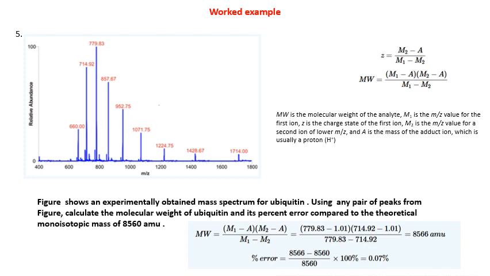And what is the percentage error? 8566, that is the experimental value minus the theoretical value divided by the theoretical value times 100%. This gives you 0.07% error of the experimental to that of the theoretical value. So from this ESI mass spectrum, one can calculate the molecular weight of your species and also the charge state of your analyte. For the molecular weight calculation, you have to take any two successive peaks, their difference, and using this formula you can get the experimentally determined molecular weight of your analyte.